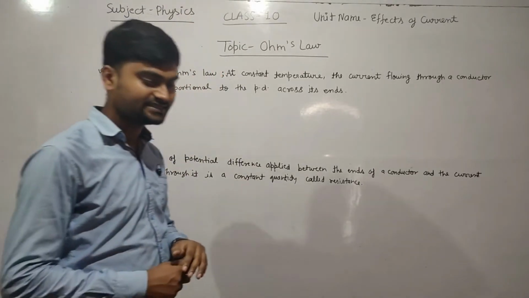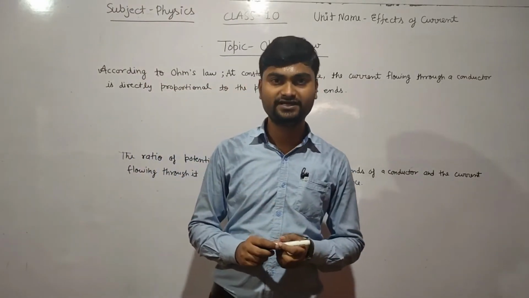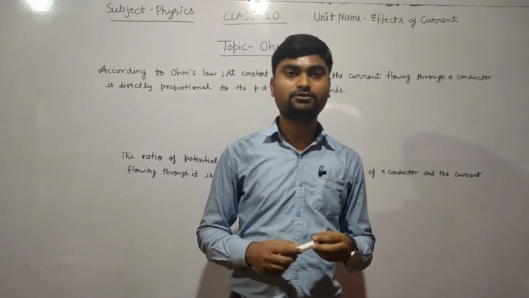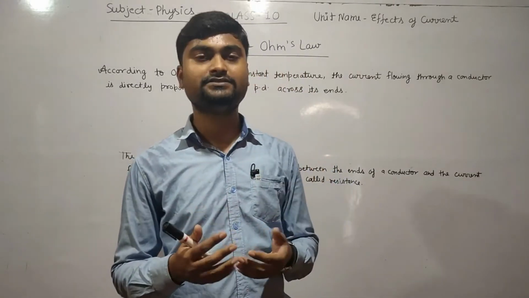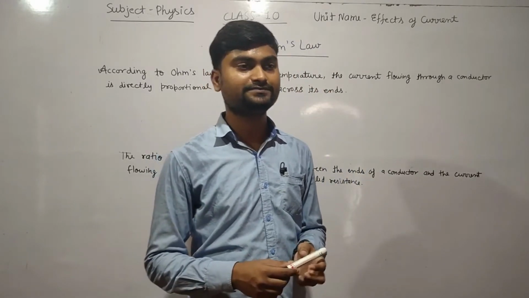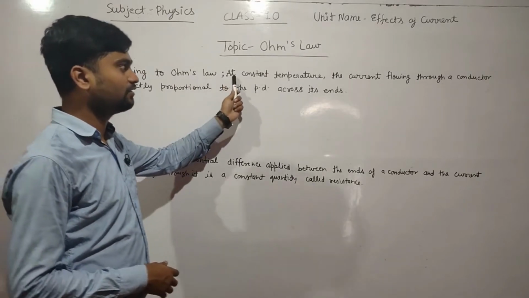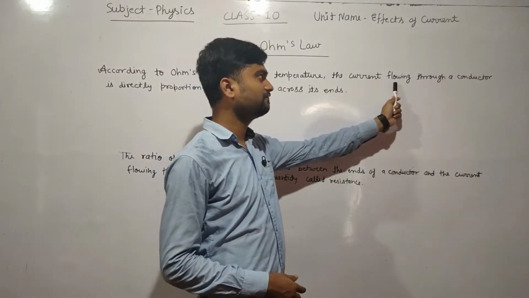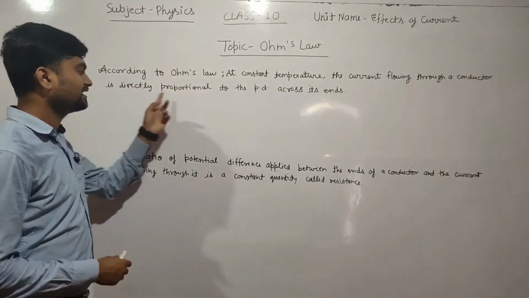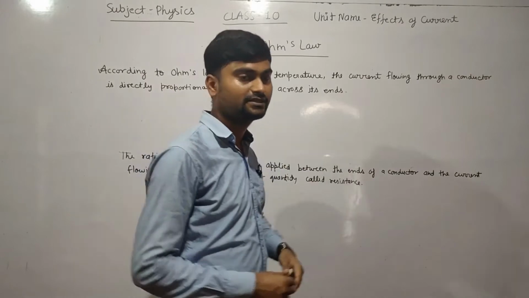So Ohm's law is basically the relationship between the potential difference, that is voltage, and the current flowing through a conductor. So this law relates potential difference with current, or current with potential difference. So now we know what the law is. According to Ohm's law, at constant temperature, the current flowing through a conductor is directly proportional to the potential difference across its ends.